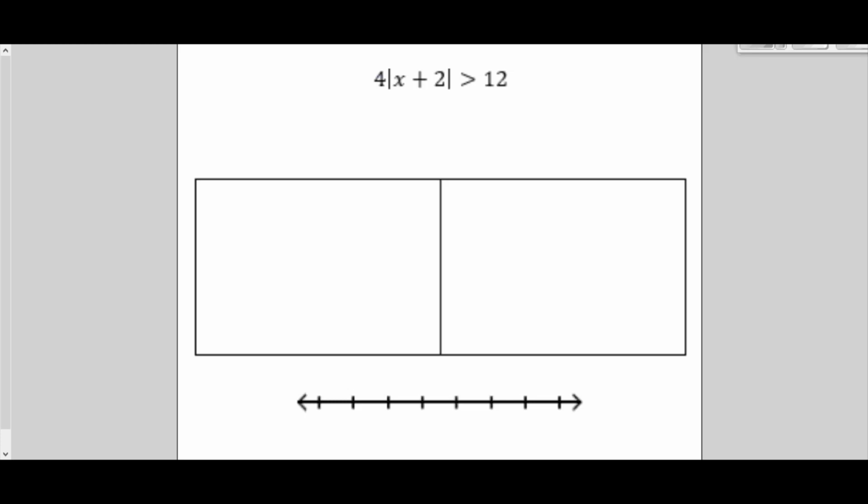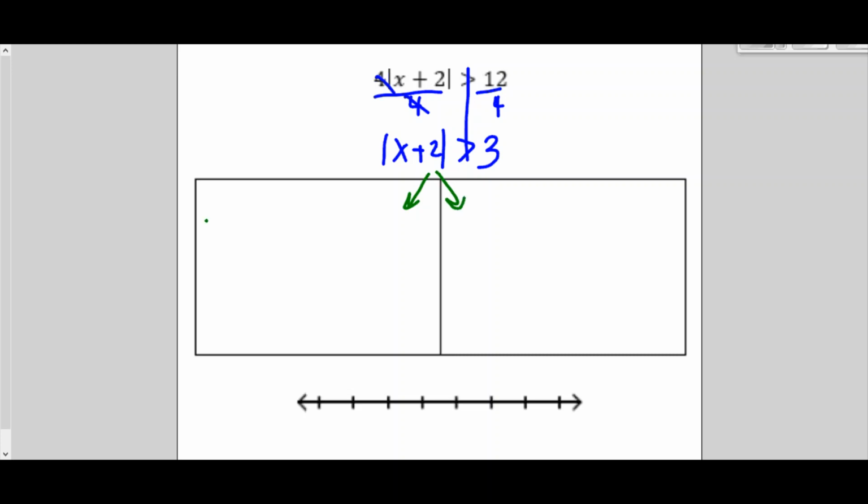So notice I have multiplication by 4 out front of the absolute value. So I'm going to start off, draw the line, divide everything by 4, because that undoes the multiplication. So now I have absolute value of x plus 2 is bigger than 3. Now I'm going to create my two problems.